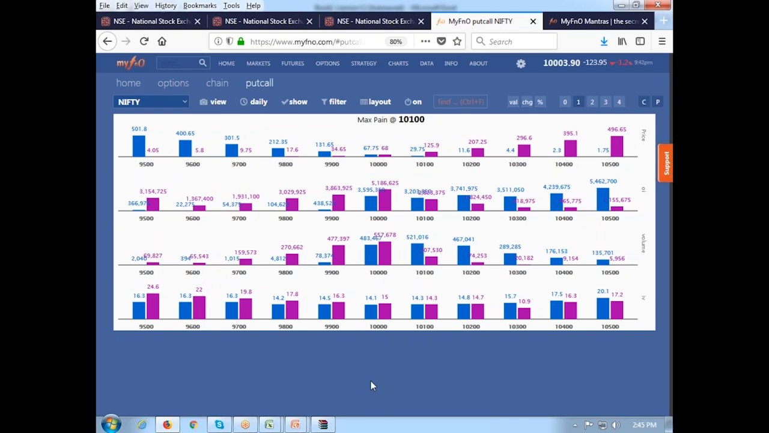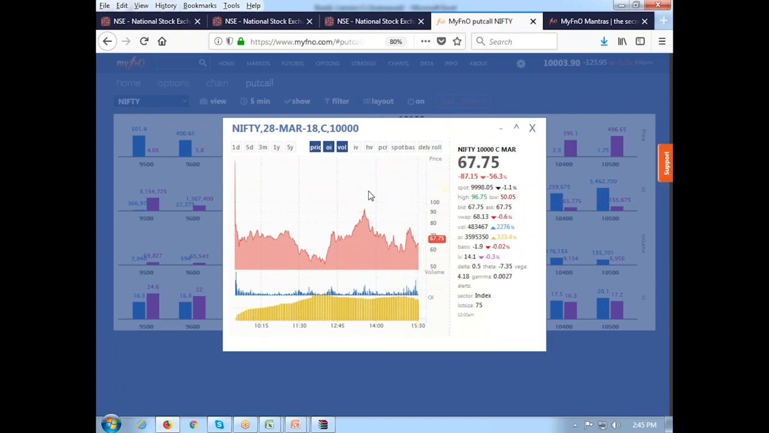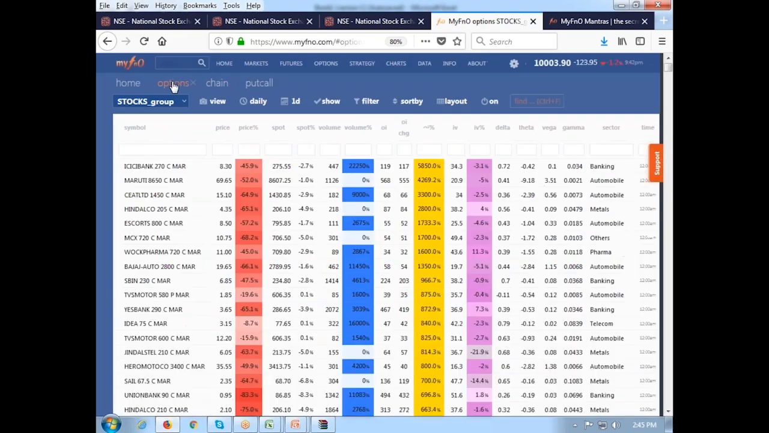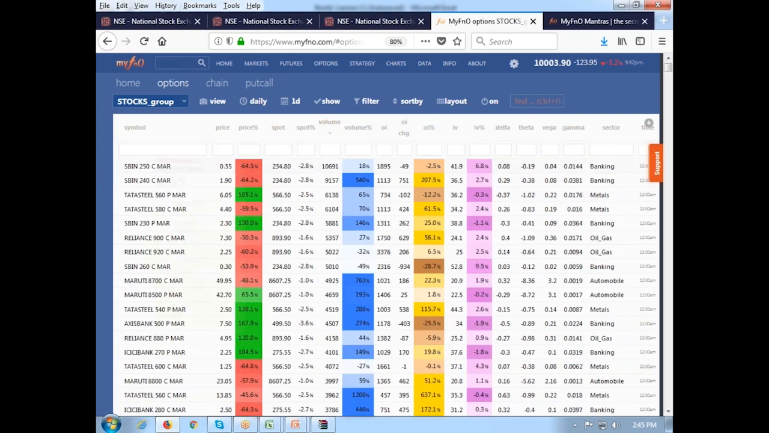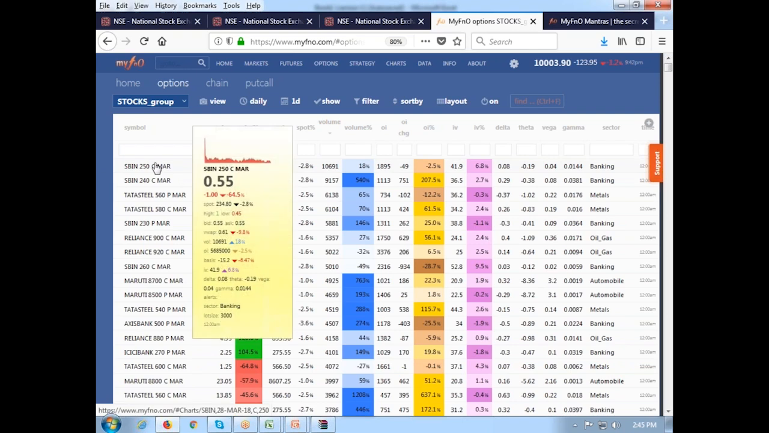One thing I got is the option charts. That's important. Let me click on this. So this is the Nifty 28 March 10,000 call option chart for 1 day, where you are also seeing in the lower panel the volume and the open interest. Now let's say you want to know in which stock the volume is highest. Today the SBI call option had the highest volume. Let's see how it behaved.